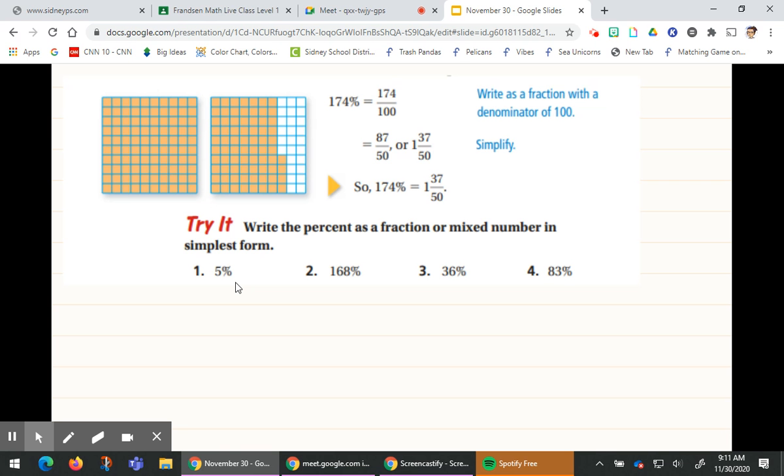Write it as a fraction in its simplest form and then show me. You can write it both in the regular form of a fraction and then simplify it.